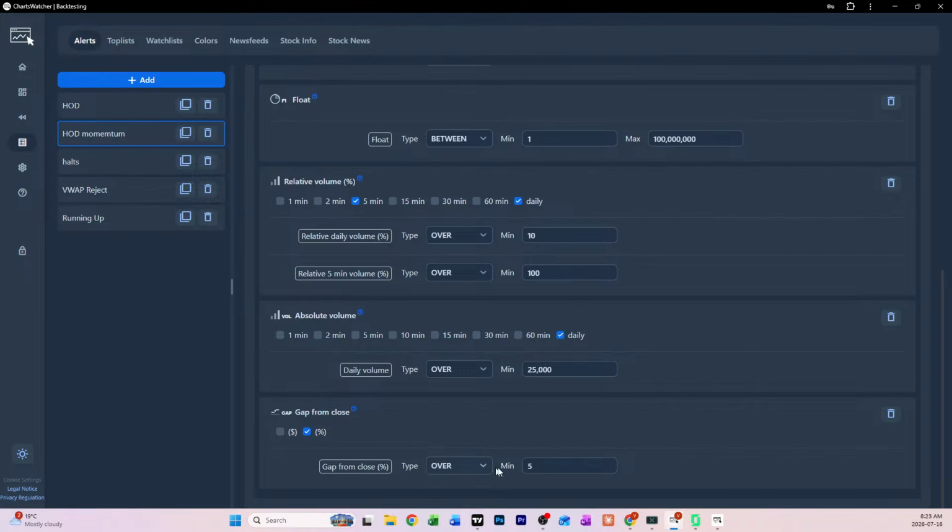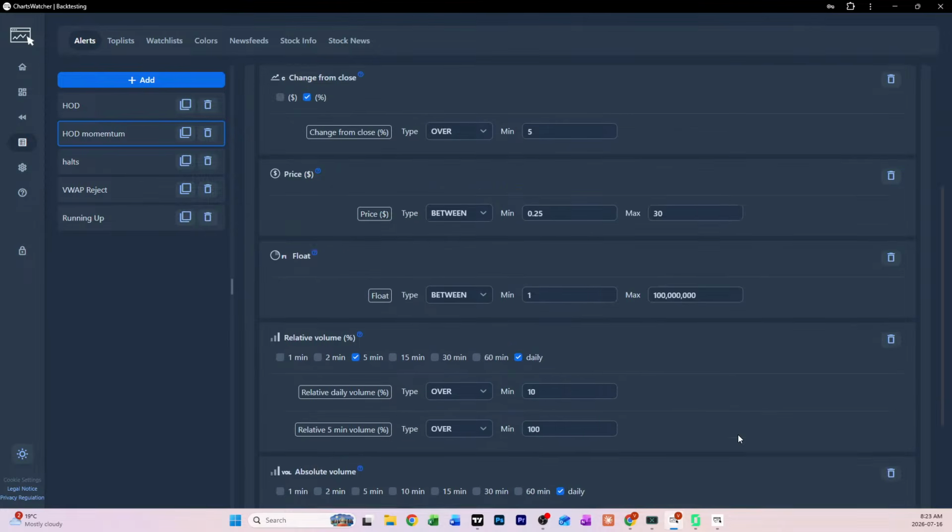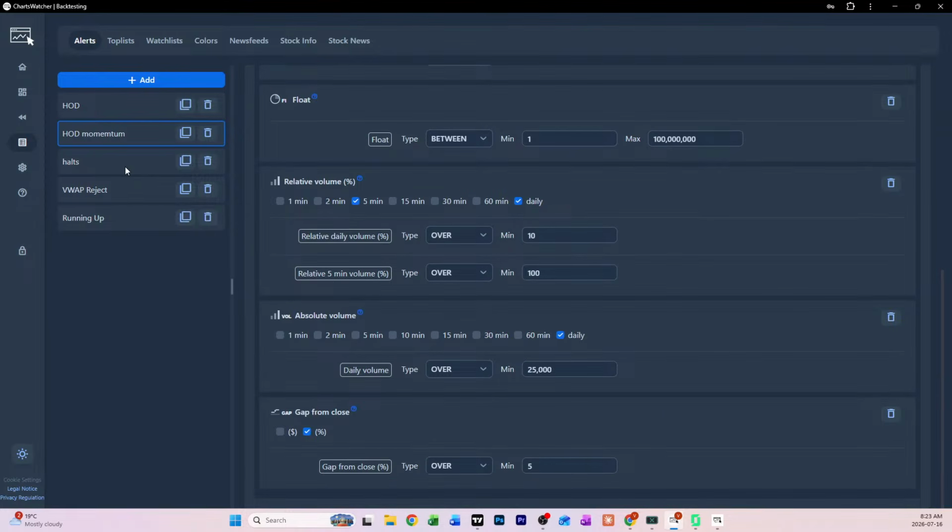And gap from close matters to me. Once again, it's kind of the same as change from close, 5%, same thing. So that's high of day momentum and running up.